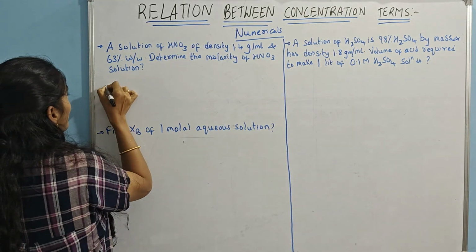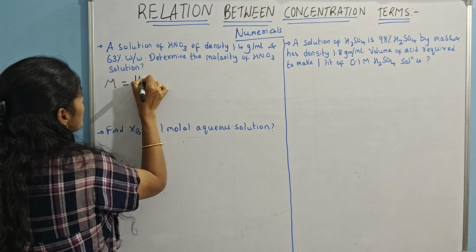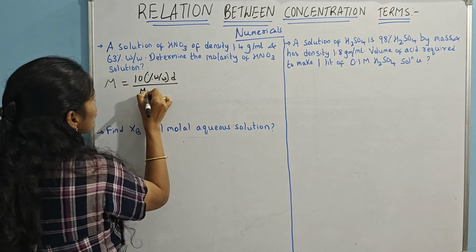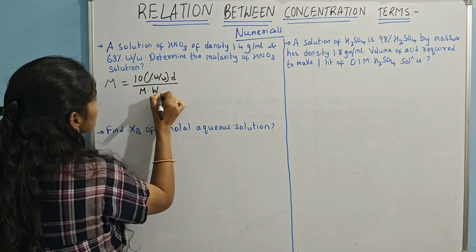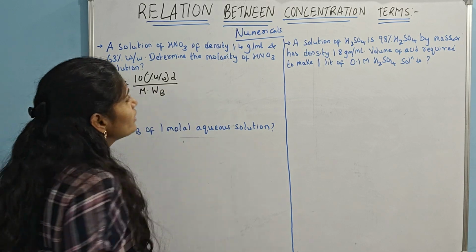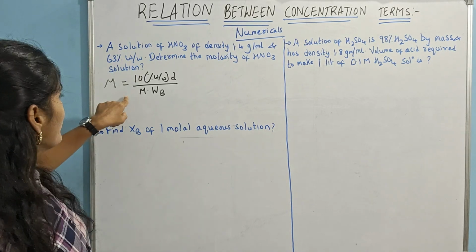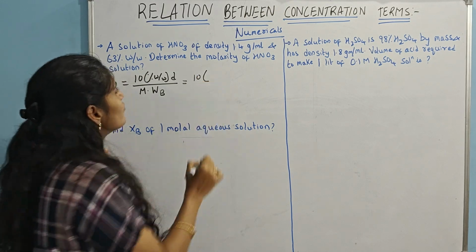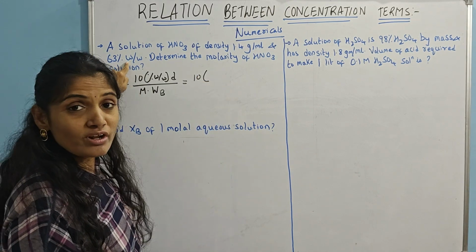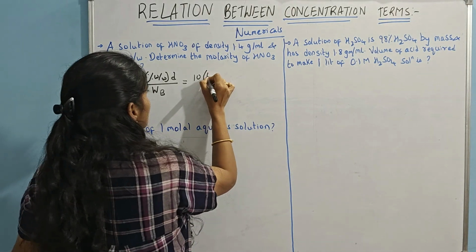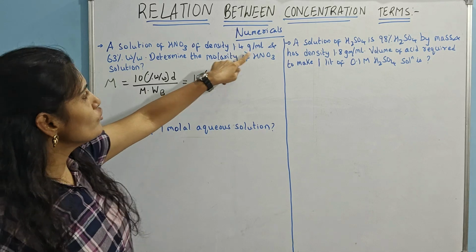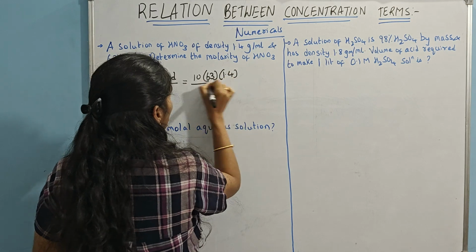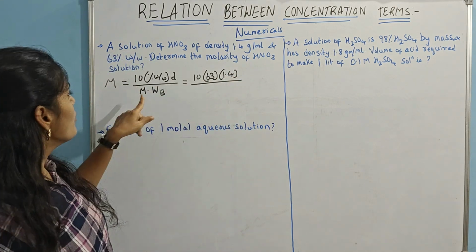What is the formula? Molarity is equal to 10 into percentage weight by weight into density divided by the molecular weight of the solute. So it is the solute here, HNO3, whose molecular weight you have to find out. So if you substitute, what is given in the question? 10 into percentage weight by weight of the solution. What is the percentage composition here? 63. 63 into the density of the solution, which is 1.4 gram per ml, divided by the molecular weight of B.